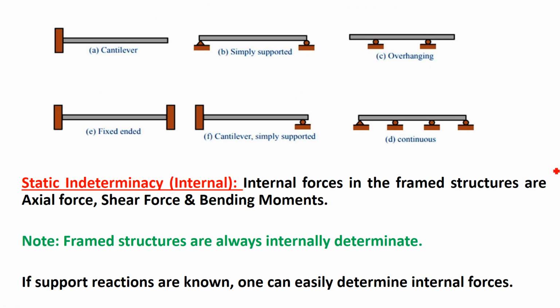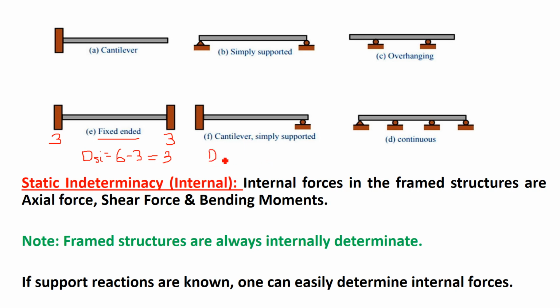Now if you look at the lower beams, the first one is a fixed-ended beam, called a fixed beam. Two fixed supports are provided, with 3 reactions at the left support and 3 reactions at the right support. So the capital R value becomes 6, that is 3 plus 3. 6 minus the equations of equilibrium, which are 3. So the DSI of this beam is 3. The external degree of static indeterminacy is 3.